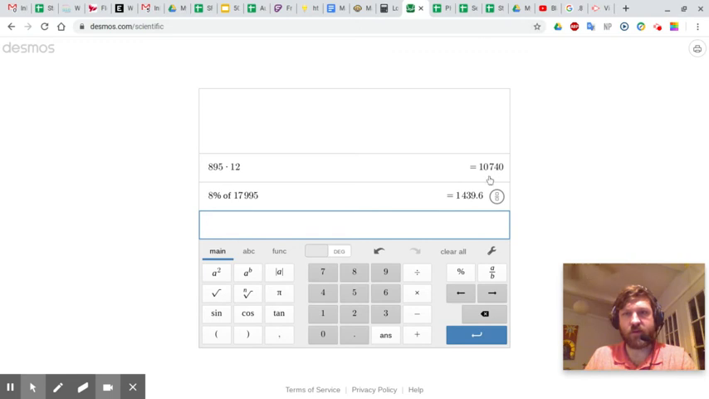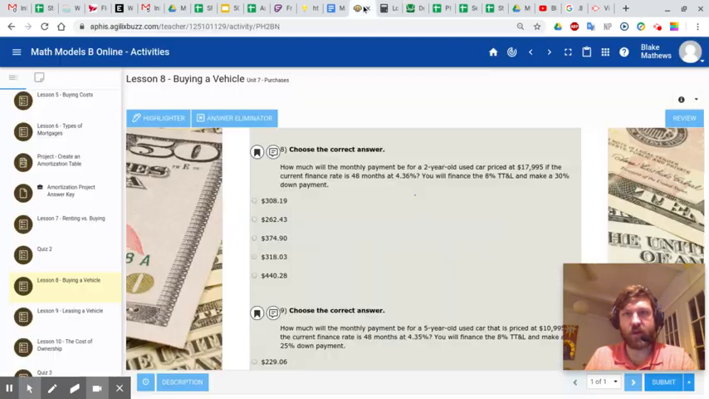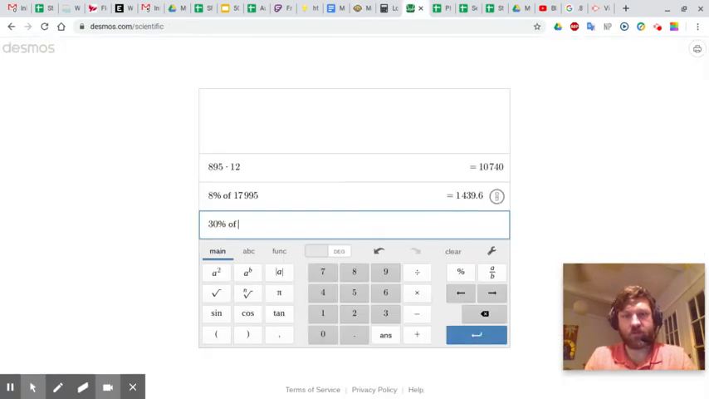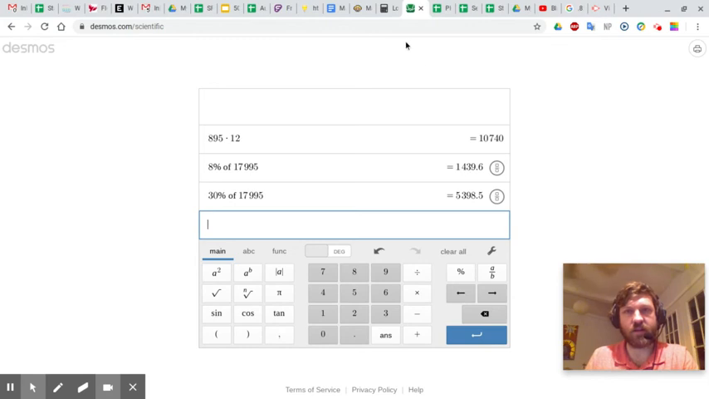So I'll leave that there. And then 30% is the down payment. So that's 30% of the same amount. Okay, so we have these two numbers. This is the down payment, and this is the tax, title, and license.